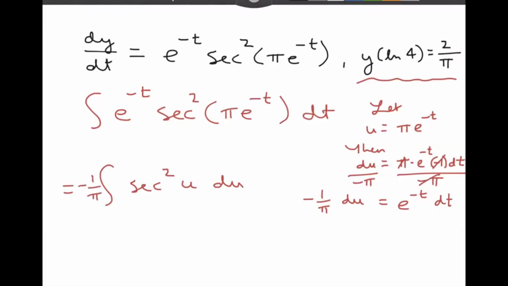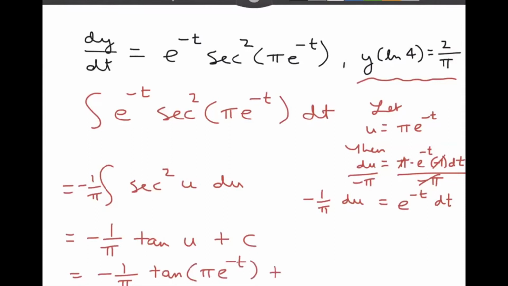All right, so this is a Calc 1 integral, isn't it? The integral of secant squared u du is tangent u. Okay, and it's not about u, it's about t this time. So this comes out to negative 1 over pi tangent of pi e to the negative t plus c.